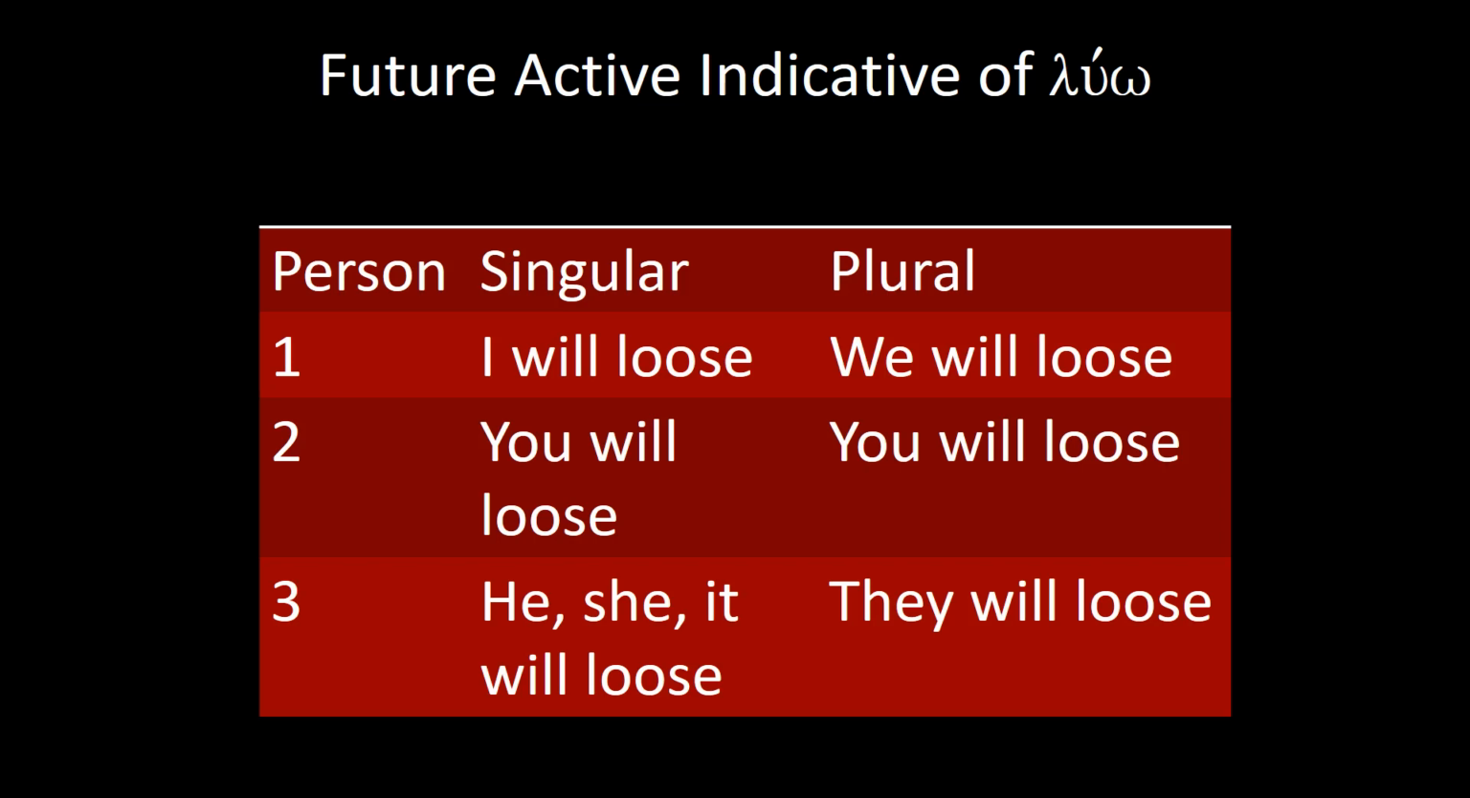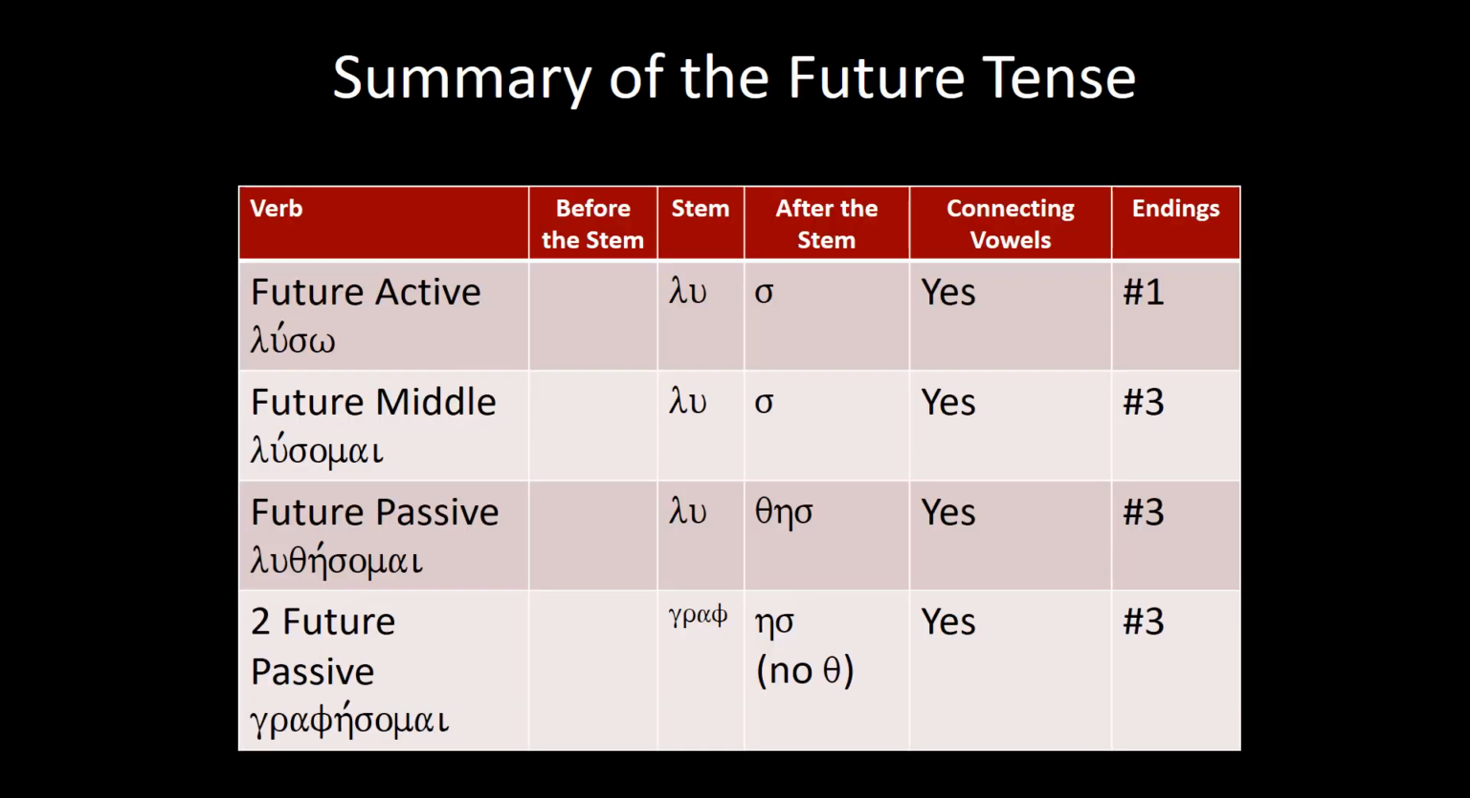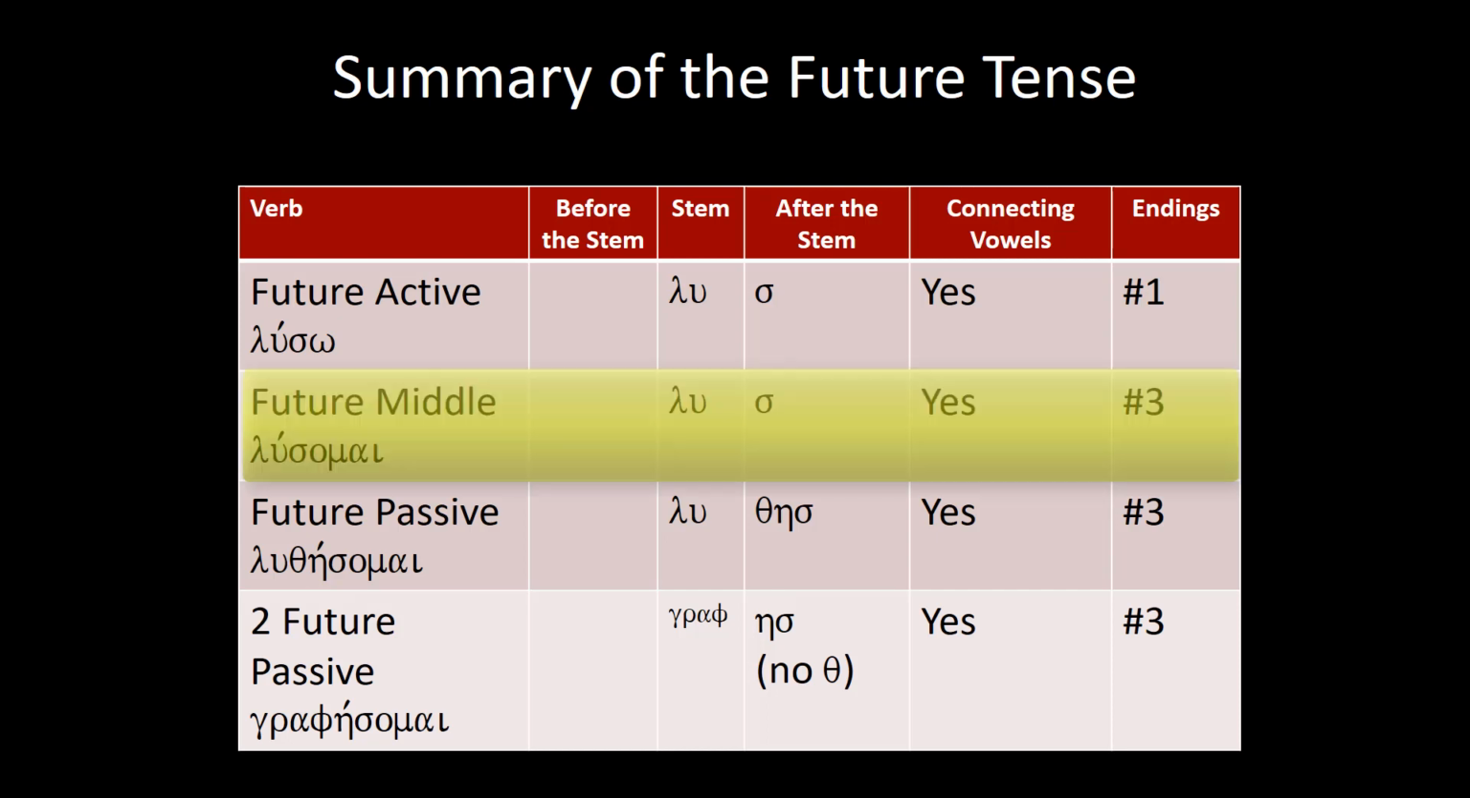You will loose, he will loose. We will loose, you will loose, they will loose. So we had verb stem, then sigma, then number one endings. Let's look at the future middle. Now notice this doesn't say middle/passive. So what that means is this form is only middle.